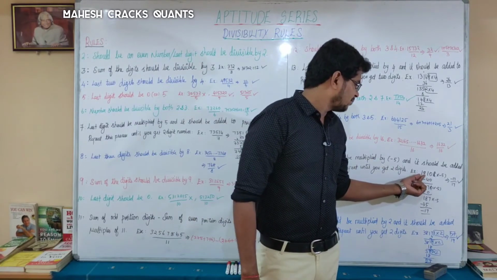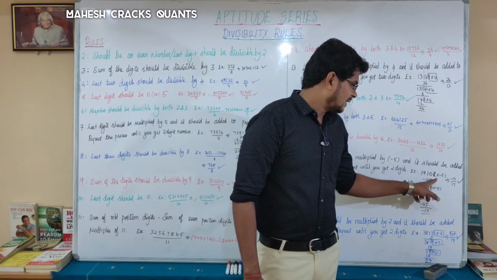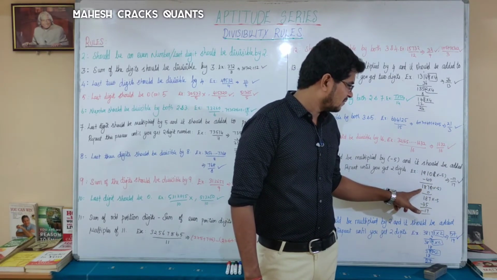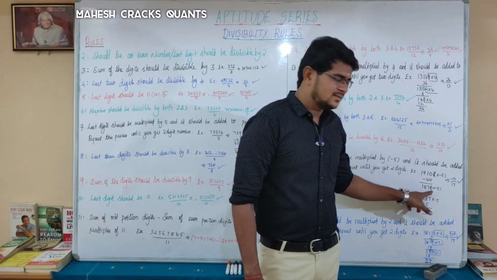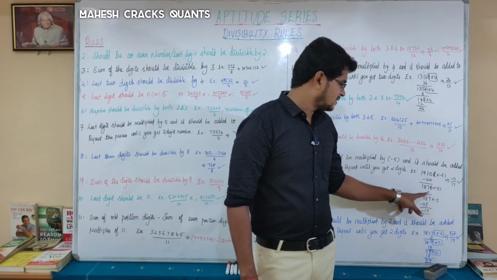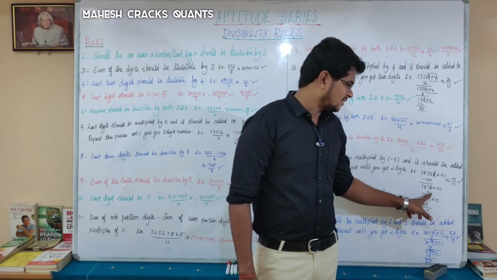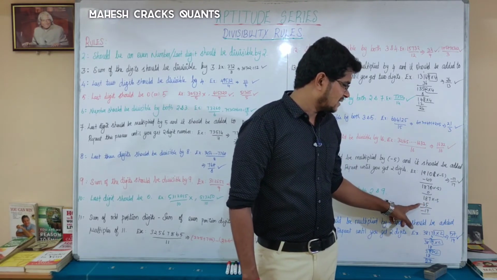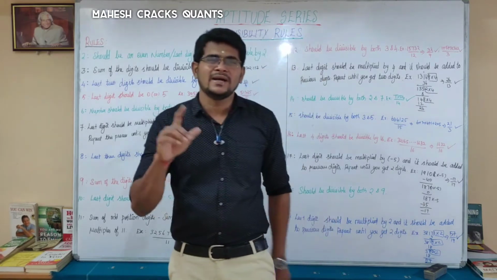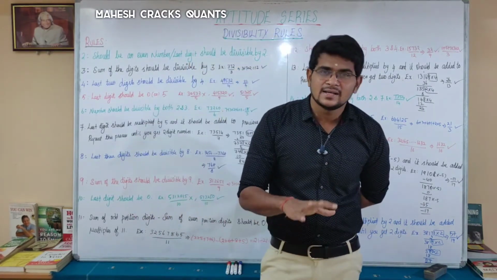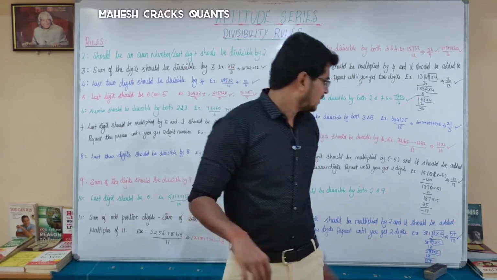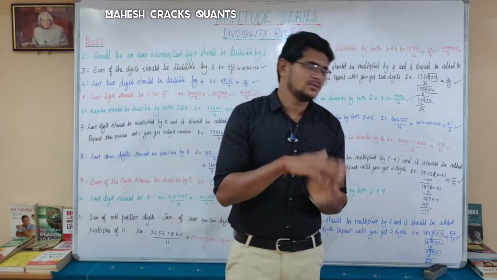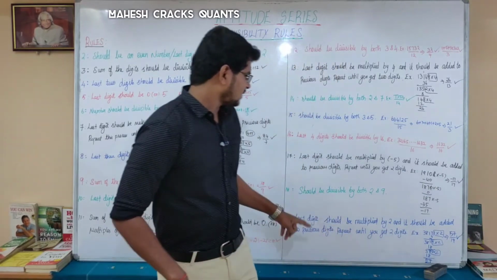So, I have taken 19,108. 8 into minus 5, I will get minus 40. So when I subtract 40, I am getting 1870. 0 into minus 5, again 0. 187. The last digit 7 into minus 5, I will get minus 35. 18 minus 35 will give me minus 17. Whether it is minus or not doesn't matter. Minus 17 is divisible by 17. That's it. That's what we require. Okay? Done.